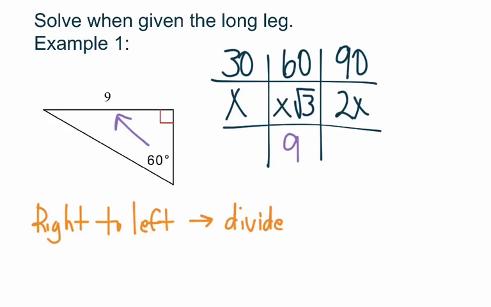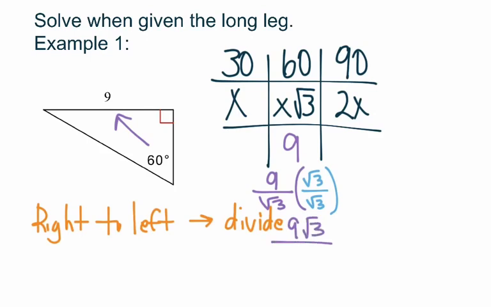Okay, so we're going to have 9 divided by square root of 3. Okay, now we have to rationalize that denominator, so we have to multiply the numerator and the denominator by square root of 3. So at the top we get 9 square root of 3. On the bottom we get square root of 9.